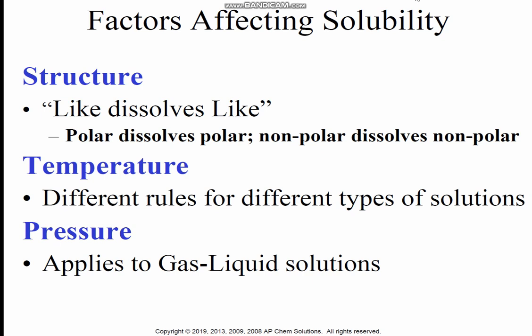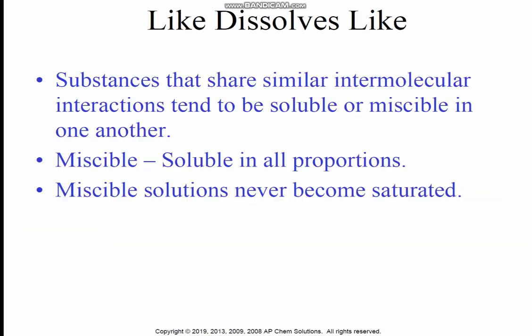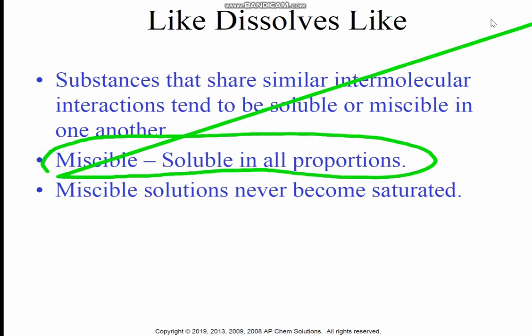When we talk about like dissolves like, I want you to think about this. In chemistry, we think about generalities, and that is what we're going to think about now. Most of the time, and there are of course exceptions to every rule, polar molecules are going to dissolve other polar molecules. Nonpolar molecules are going to dissolve other nonpolar molecules. They usually are going to be miscible. When we have polar molecules, they're going to be miscible with other polar molecules, and nonpolar molecules are going to be miscible with other nonpolar molecules, which means they're going to be soluble in all proportions.